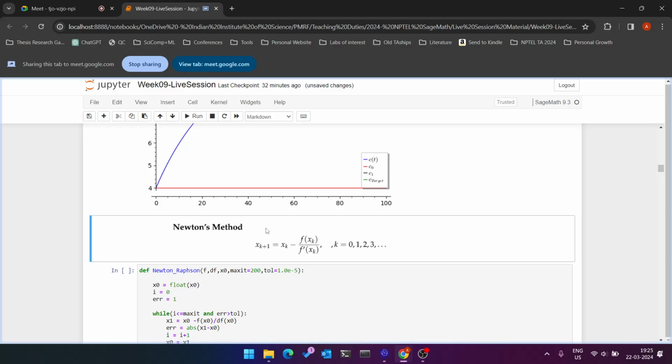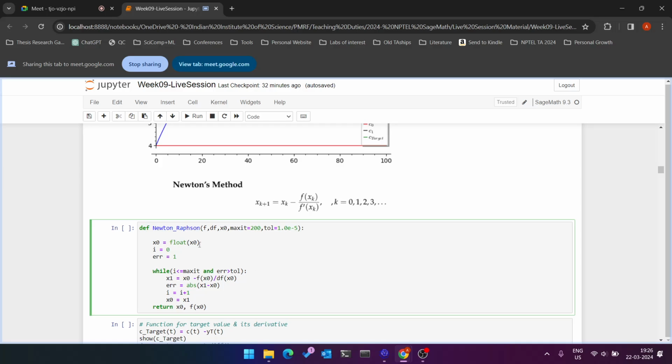A quick recap on Newton's method. It's an iterative method for finding the root of a polynomial or a function, wherein we have the next iteration depending solely on the previous iteration. So x_{k+1} is x_k minus f of x_k upon f dash of x_k.